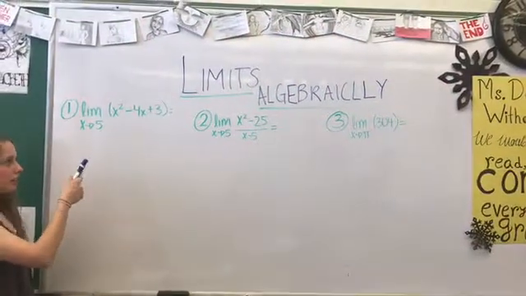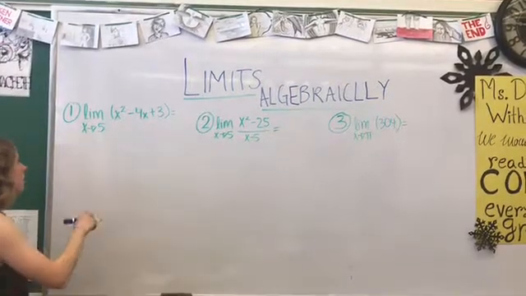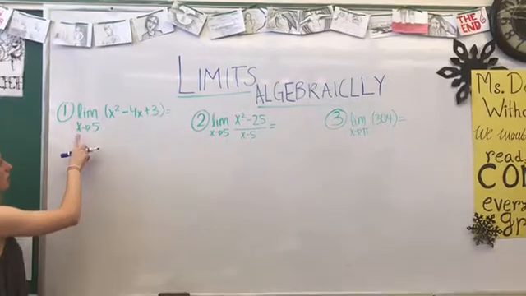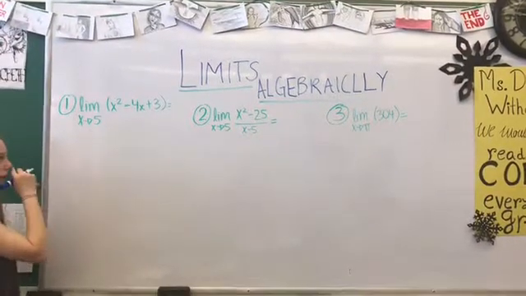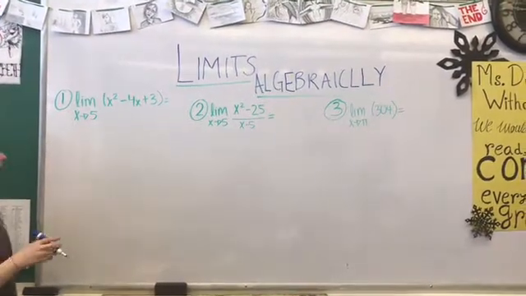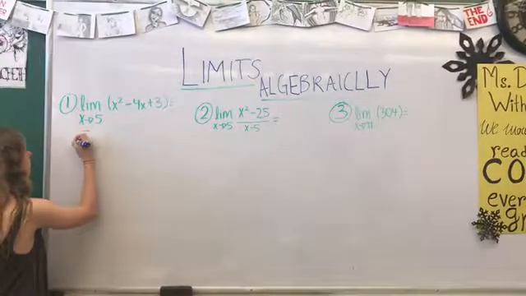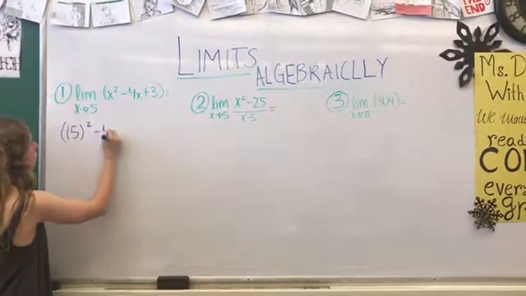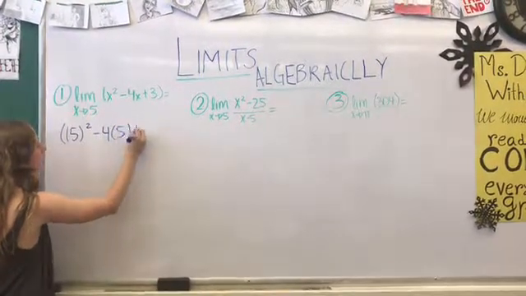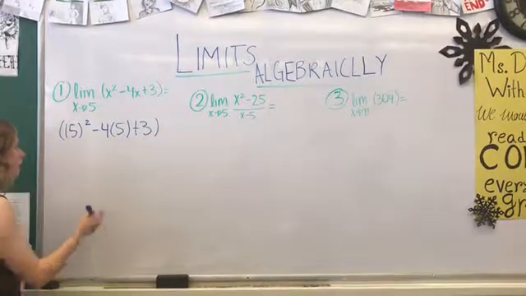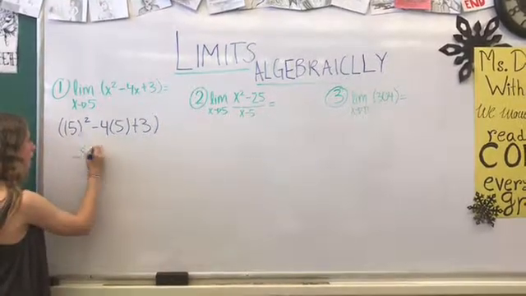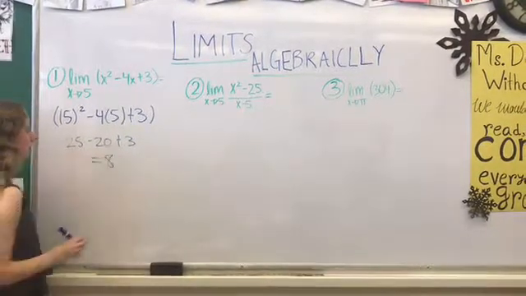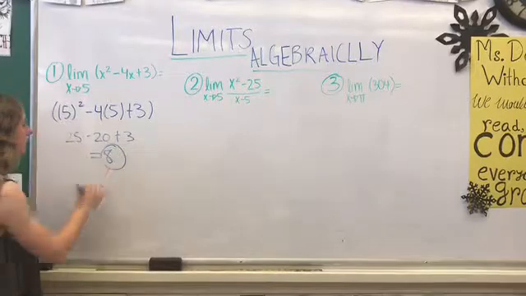So, limits algebraically is just one method we can use to solve limits, and we're going to work out these three examples. So, the first one is the limit as x approaches 5 for x squared minus 4x plus 3, and all we're going to do is plug in 5. So, we have 5 squared minus 4 times 5 plus 3. And if we solve for that, that's just 25 minus 20 plus 3, which equals 8. And so that means that our answer is 8.